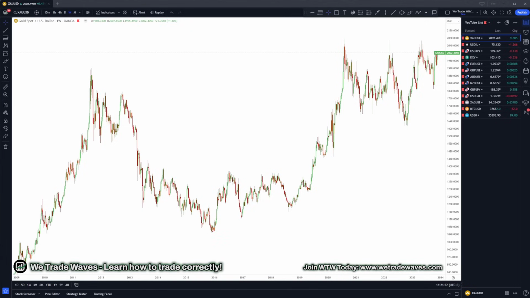After this ending structure, you've got this up wave. This is another contracting flat. Again, I'll show you why I'm explaining all of this shortly. This is a contracting flat here. This is another contracting flat here.